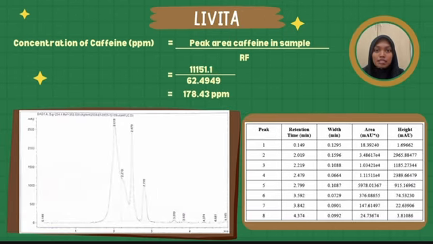This slide shows the calculation of caffeine concentration in the Levita sample. The calculation is based on the same formula, concentration of caffeine in ppm equals peak area of caffeine in sample divided by RF. For this sample, the RF is 62.4949. The calculated caffeine concentration is 178.43 ppm. The peak area reading was also obtained using chromatography, where the detector measured the sample's response at a specific retention time. This result indicates that Levita contains a higher caffeine concentration compared to Coke, based on the analysis conducted.